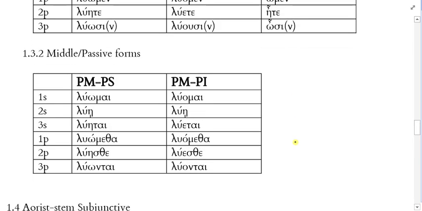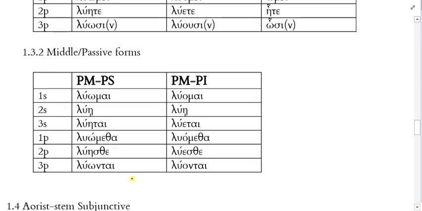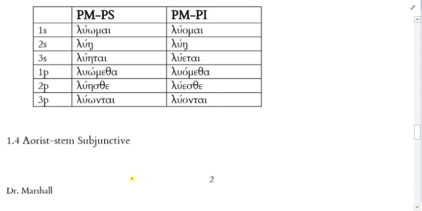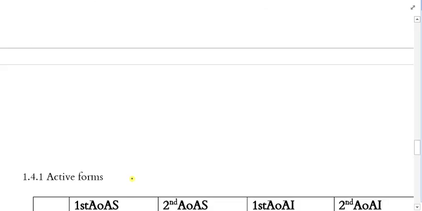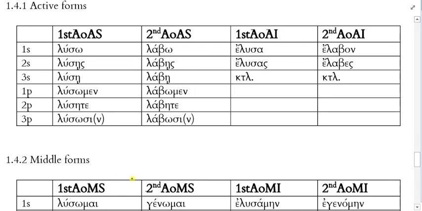The middle passive forms are actually going to be very easy to identify. They'll look like your indicative forms except with that connecting vowel lengthened. So repeat after me. Luomai, lue, luetai, luometha, lueste, and luontai. All right? So you'll be able to tell that you got a subjunctive form by that lengthened connecting vowel. Let's take a look at the aorist stems, okay? We'll do these and then we'll break.